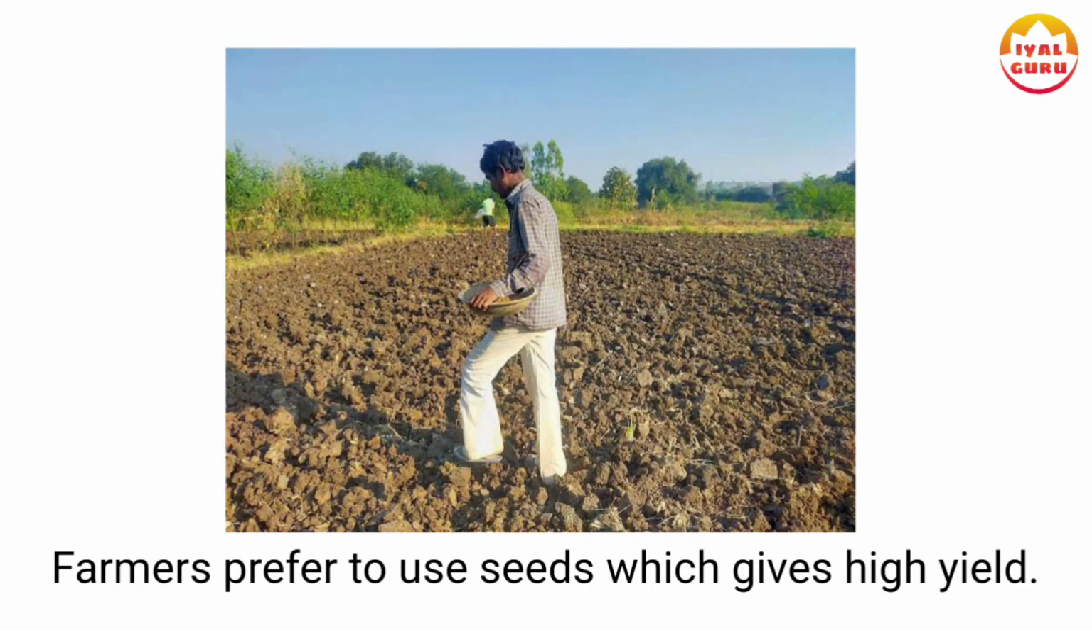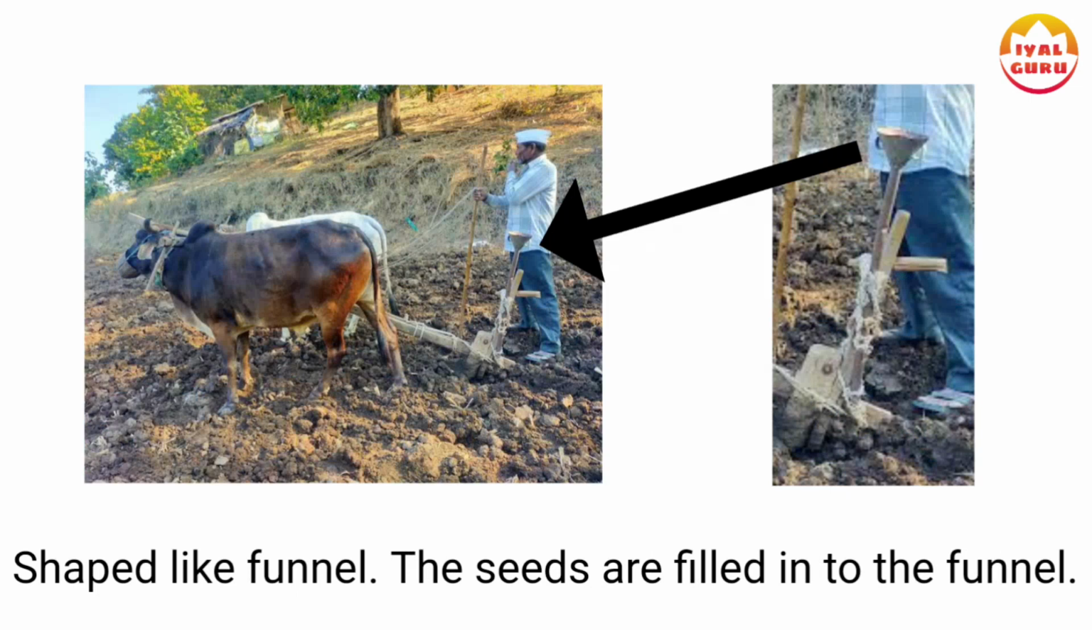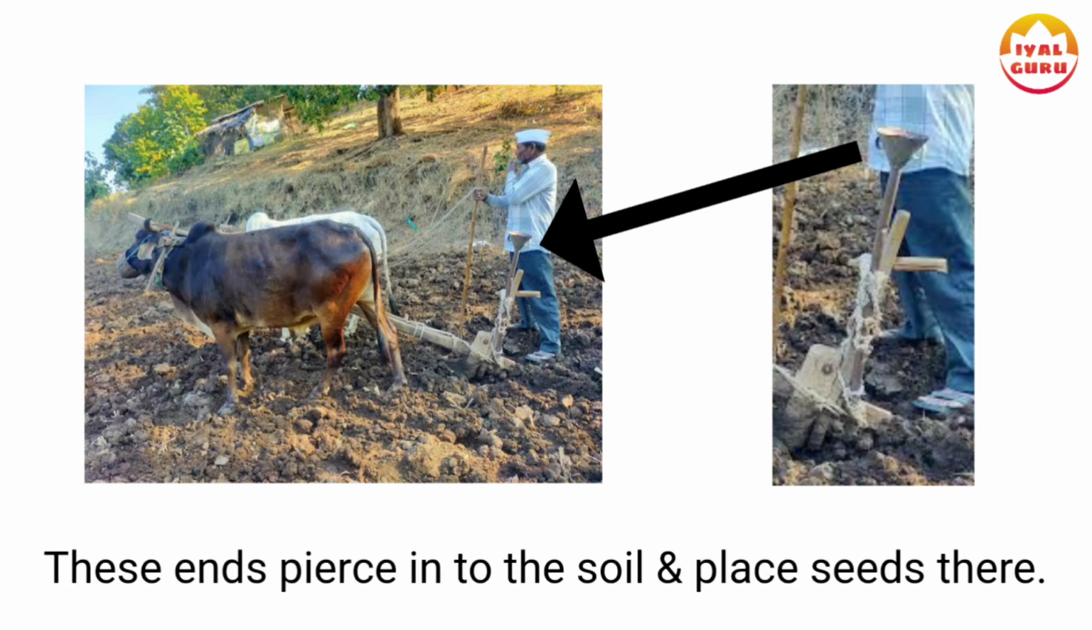Farmers prefer to use seeds which give high yield. The tool used traditionally for sowing seeds is shaped like a funnel. The seeds are filled into the funnel and passed through 2 or 3 pipes having sharp ends. These ends pierce into the soil and place the seeds there.